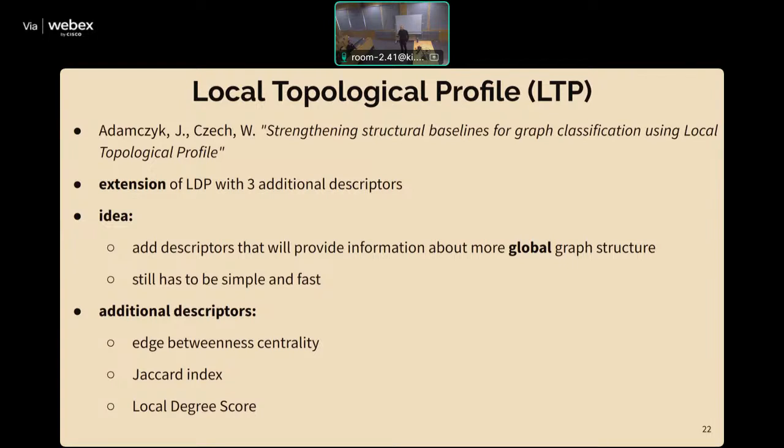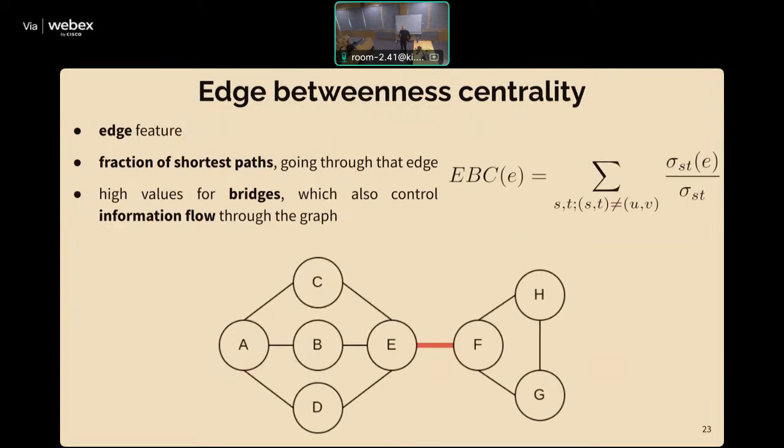Because there are some descriptors that are computed, for example, for an edge or for a node, that with this single number combine the knowledge about large parts of the graph. And especially if you compute the histogram of those features, you get a lot of information very cheaply. So those are those 3 additional descriptors. I will talk about them right now. They are all very cheap to compute.